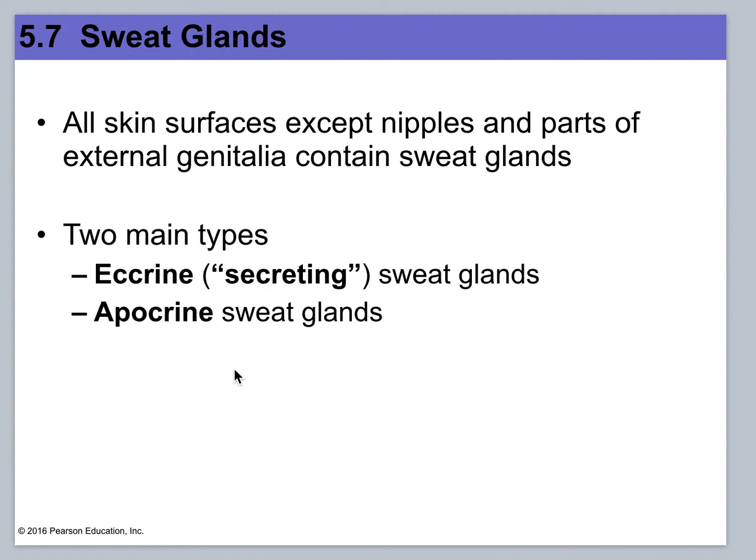Now we look at sweat glands. Two main types of sweat glands are eccrine sweat glands and apocrine sweat glands. All the skin surfaces except for the nipples and parts of the external genitalia contain sweat glands.